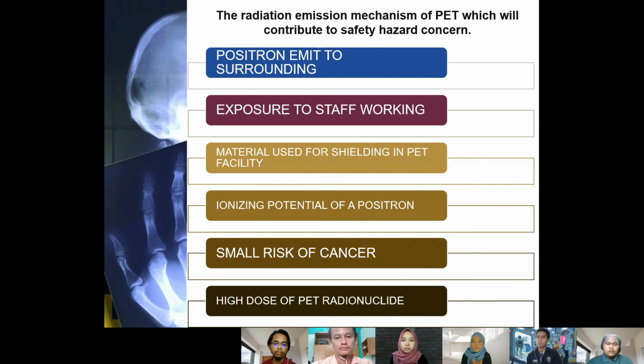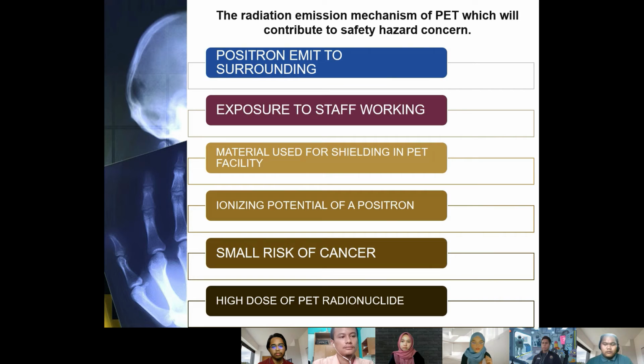Okay, the third point is the material used for shielding in a PET facility. As we know, lead and concrete are the most likely materials used for area shielding in PET. The attenuation factor necessary for shielding is likely to be no more than 10, but the high penetration of 550 keV photons can require significant thickness of either material. The shielding is used to reduce the exposure to radiation.